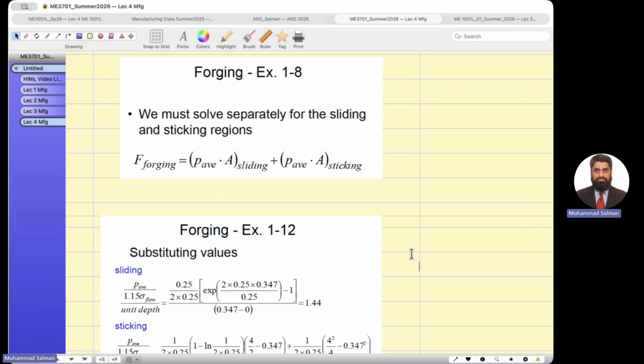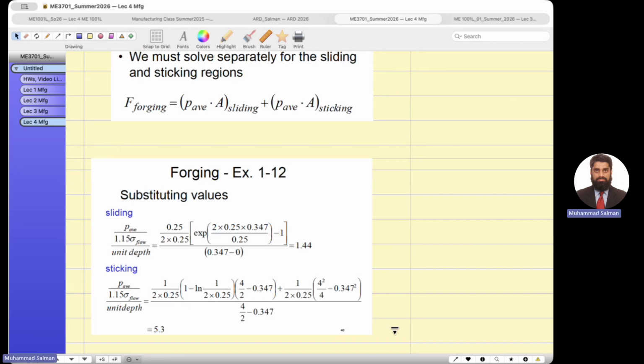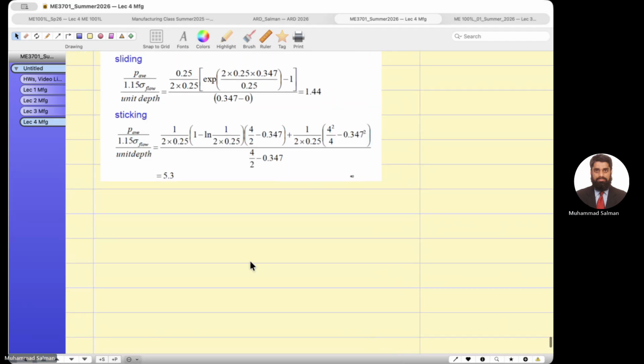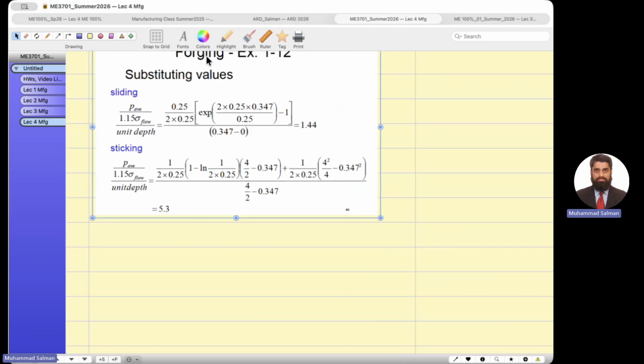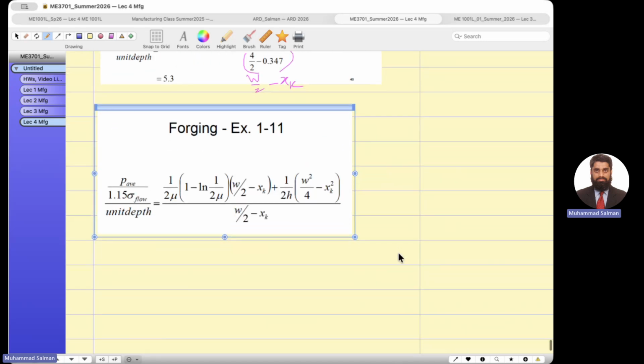When you see the denominator is W by 2 minus XK, this is our sticking. You can see, look over here, when the denominator is from XK to 0, it is sliding. And from W by 2 till XK, this is sticking. So this is the formula. You have to use this formula for the sticking force and the other formula for sliding. And this is my area, sticking and sliding.